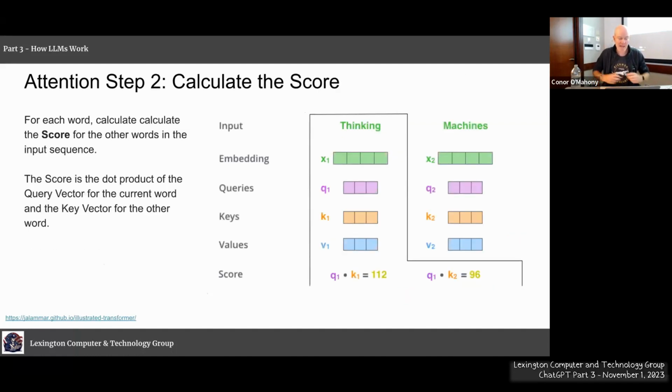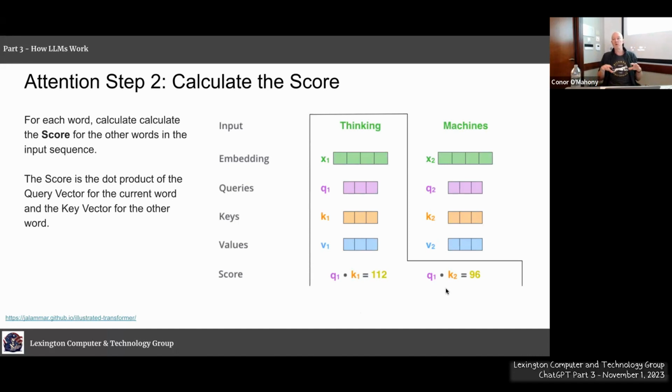Step 2, we calculate a score. For each word, we calculate the score for the other words in the input sequence. So for thinking, we calculate the score for thinking. We calculate the score for machines, and so on for each word. Then for machines, we calculate a score for each word in the sequence as well. And the score is a dot product of the query vector for the current word and the key vector for the other word. So Q1 and K1, Q1 and K2.